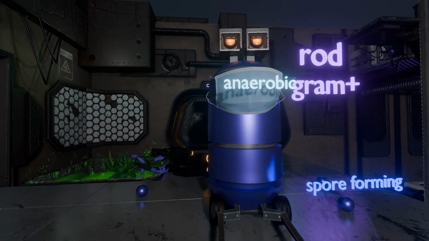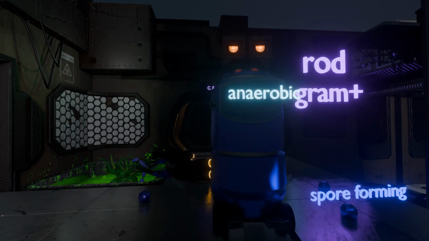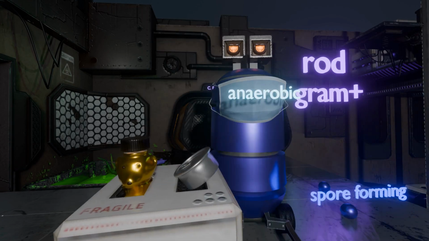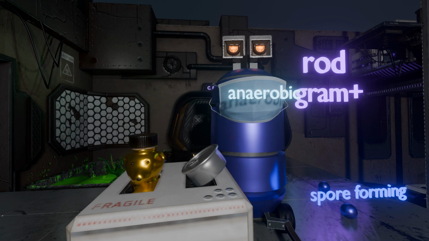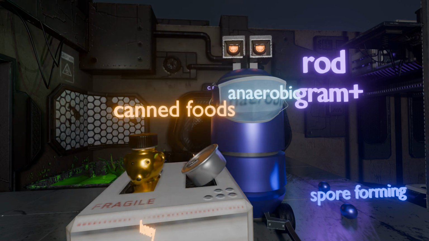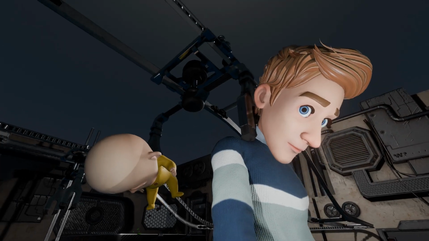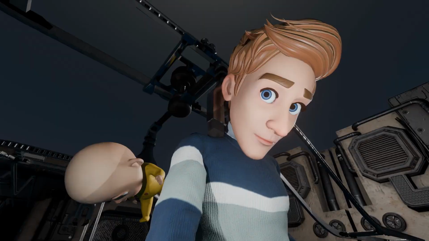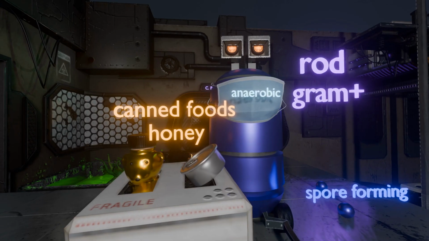Now let's talk about transmission of the disease. We take a look at this crate that this robot is moving around over here. It has canned food in it and honey. Transmission of Clostridium botulinum is through home canned foods in adults and spores in honey in infants. And we're going to talk about the disease presentation in adults and infants soon. But first, let's talk about the mechanism of Clostridium botulinum.